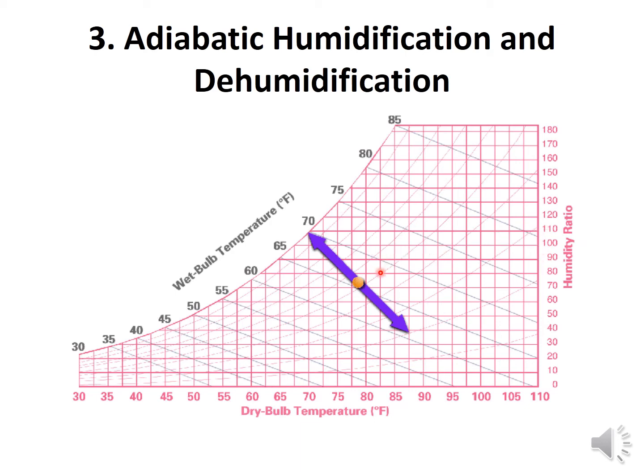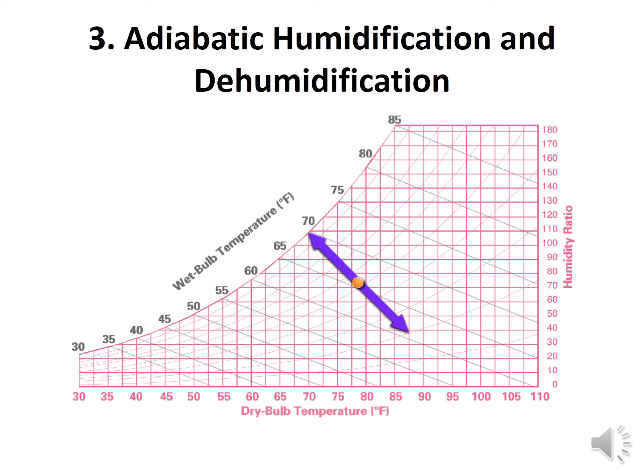Suppose the point is here. If I increase the point above this, I am adding humidity to it, so it is called humidification. If I have a point here and that point is moved down to this condition, then I have removed the humidity from that air, and that is called dehumidification.